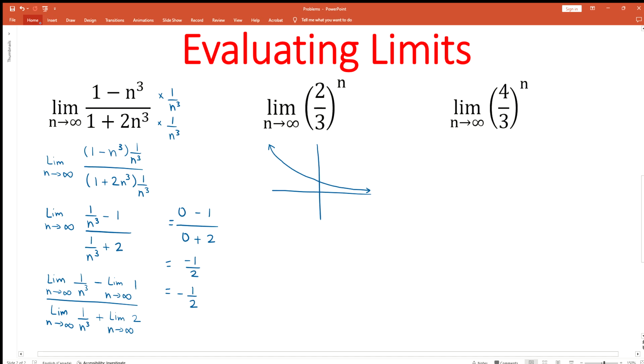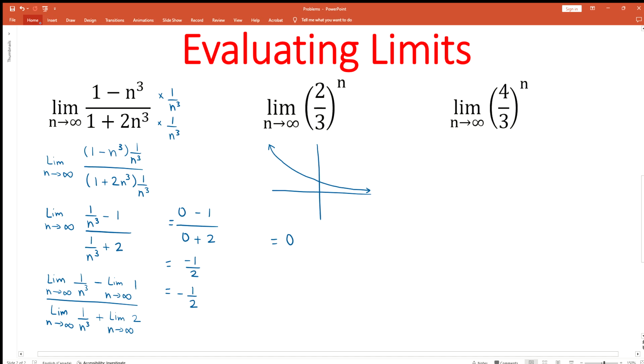Therefore, the value of this limit is equal to 0, because as we keep going to the right side along the curve, the function value approaches 0. Therefore, the value of this limit is 0. Now we can evaluate the next limit.